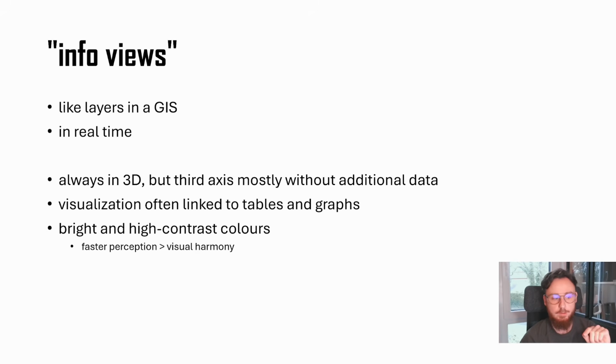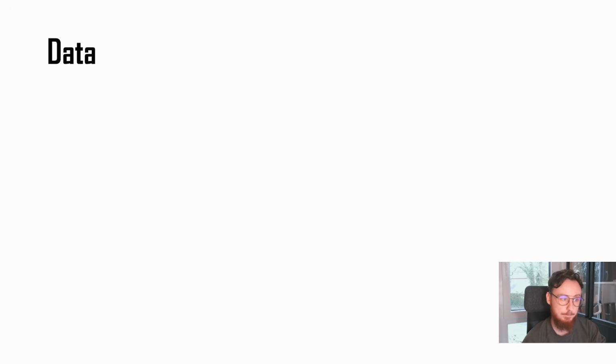One thing we have to consider here is these are bright and high contrast colors. So faster perception, just gameplay wise, like the person playing that game wants to look at the info view and get data quickly, and that is way more important than visual harmony. So the colors might be overly bright or very unusual combinations that we would not use in a GIS traditionally.